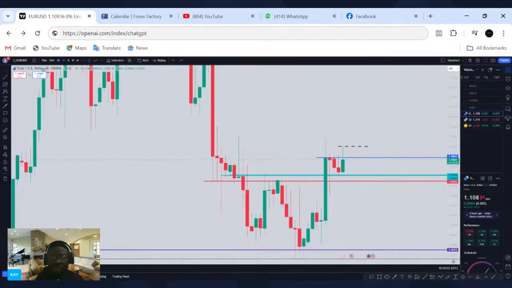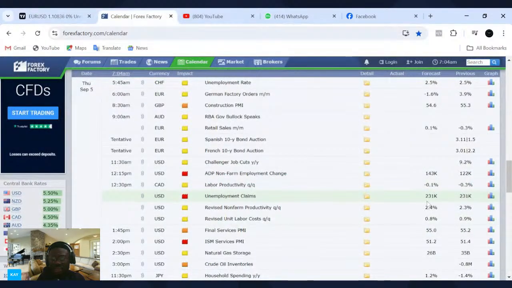The fundamentals are conflicting with the technicals. And unemployment claims today are expecting the same numbers. If they are expecting the same number, that means indecision. So don't just jump in because the market has given you the setup. The setup can be there, but if there's no entry, it's not advisable to just jump in.